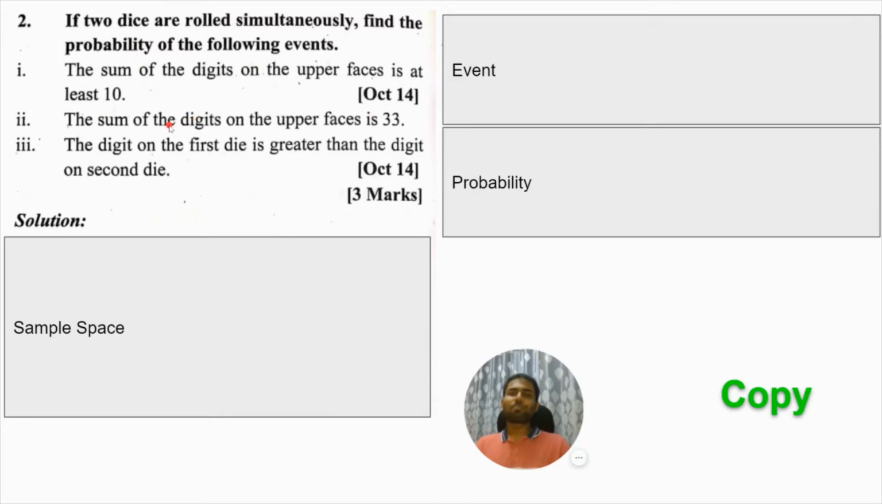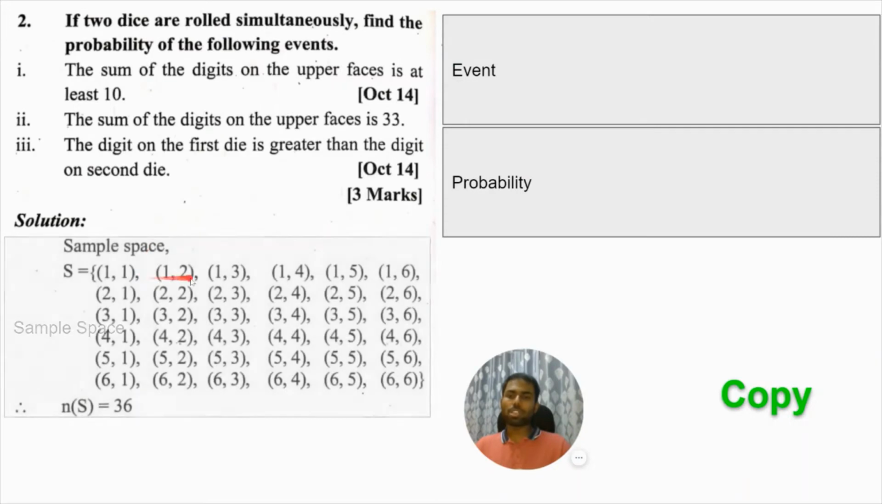But anyway, okay. So 2 dice are rolled simultaneously. First step is always to find the sample space. We've already found the sample space for 2 dice rolled simultaneously a long time ago, right? So I'm not going to explain. This will be the sample space.